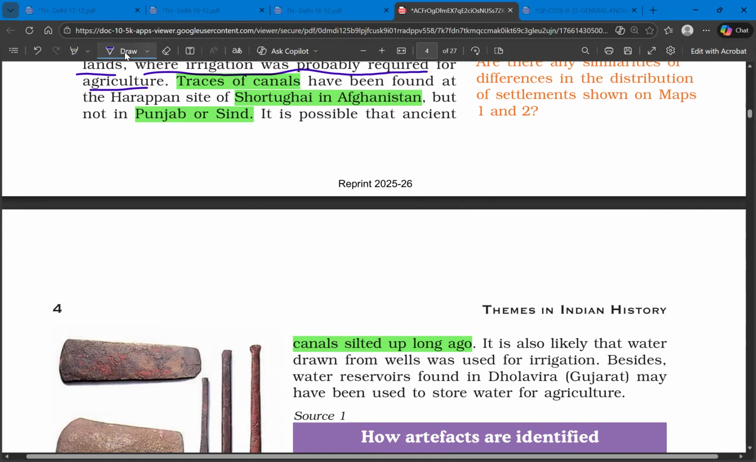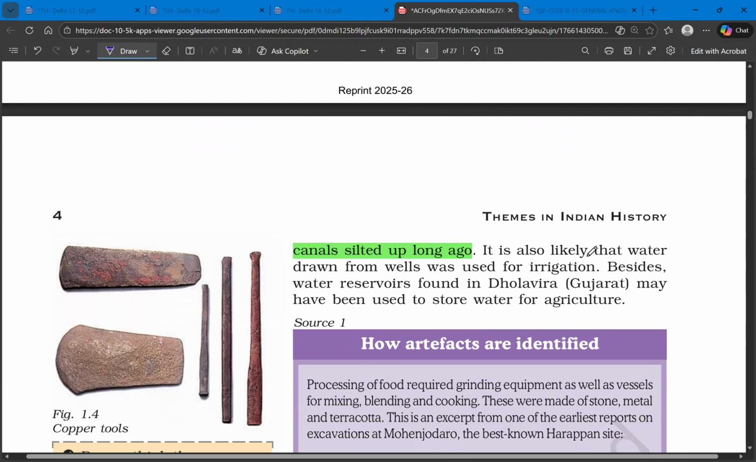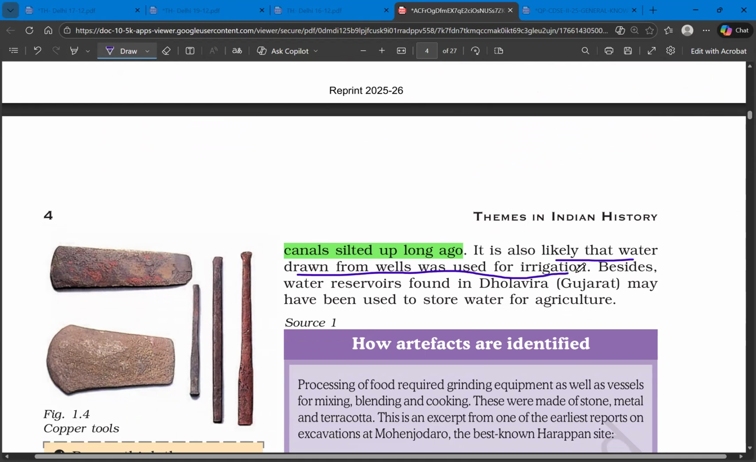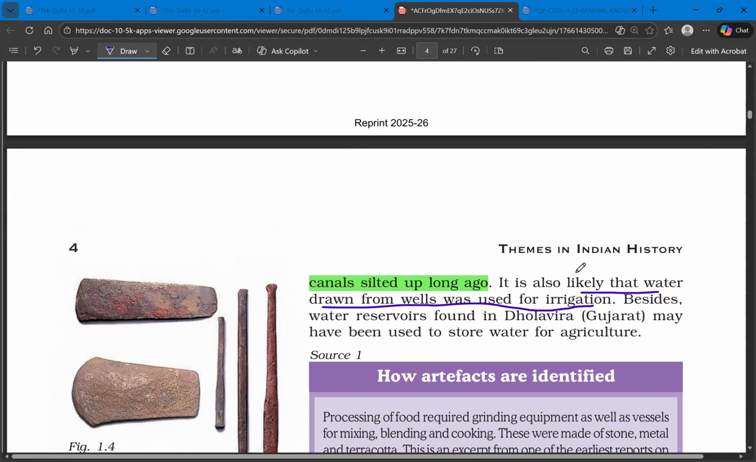Why are there no traces of canals in Punjab or Sindh? Maybe because the canals silted up long ago. It is also likely that water drawn from wells was used for irrigation. Not only canals were made for irrigation, but water drawn from wells was also used.